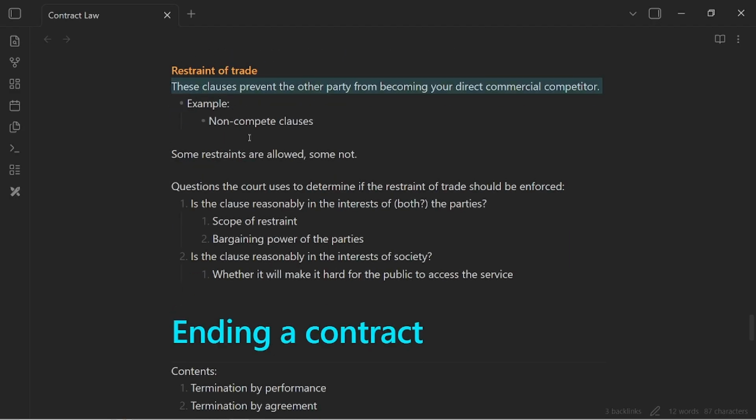Restraint of trade: preventing the other party from becoming your direct commercial competitor. Some restraints are allowed, some not.